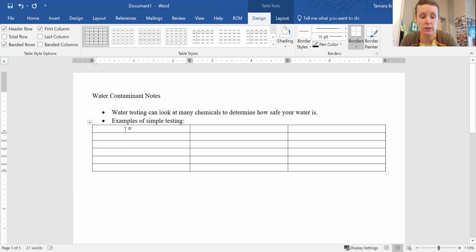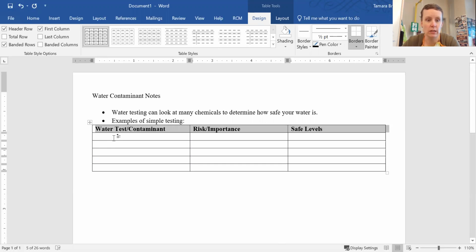Okay, so first, the water test, the contaminant. Remember, contaminating things is not a positive thing, okay? All right, the risk or the importance. Some of these tests are going to be testing for something that's good to have in your water, okay? And then safe levels. So those are our 3 columns. I'm going to go ahead and bold those so that they stay more obvious, okay?